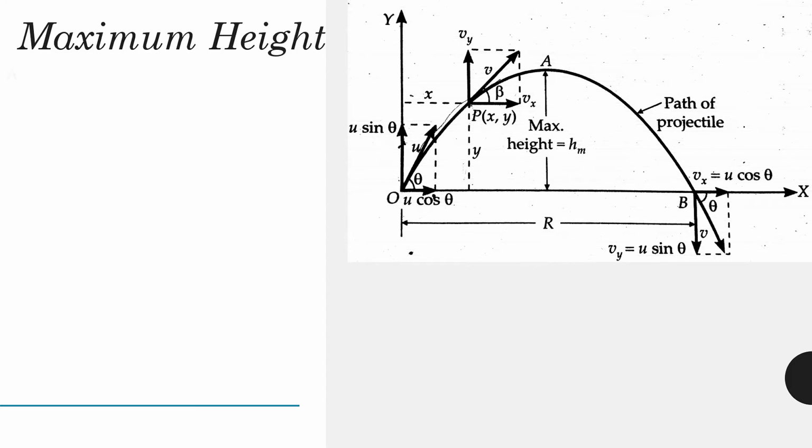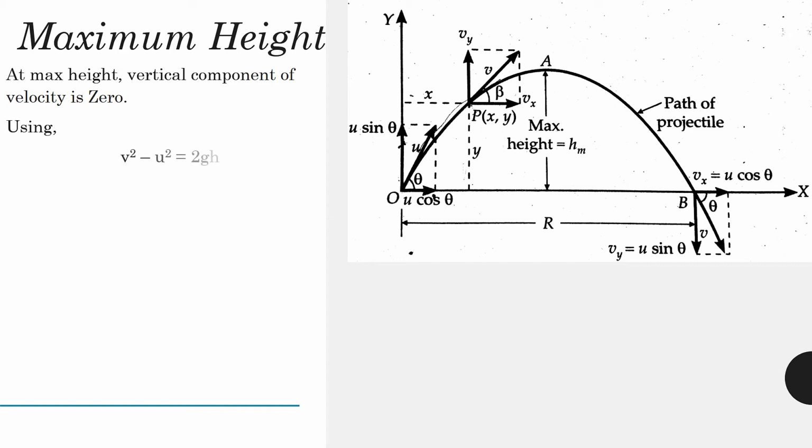Maximum height. At maximum height, the vertical component of velocity is 0. So using our formula v square minus u square equals 2gh, we get 0 minus u square sin square theta equals minus 2g into hm, where hm is the maximum height. Or we have hm equals u square sin square theta upon 2g.